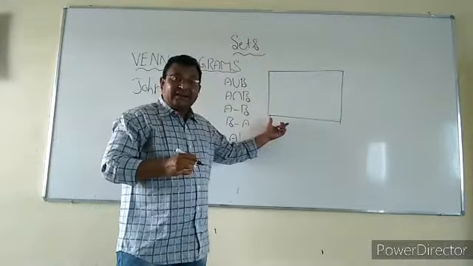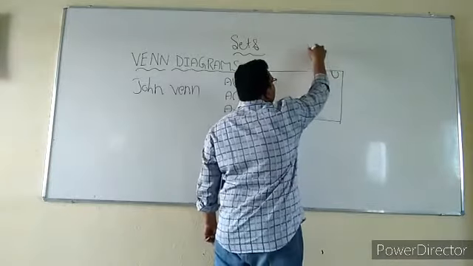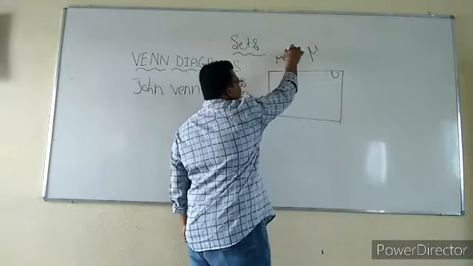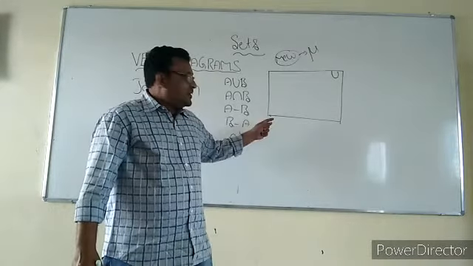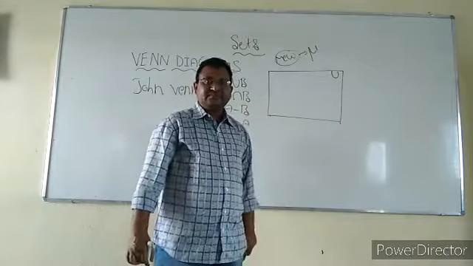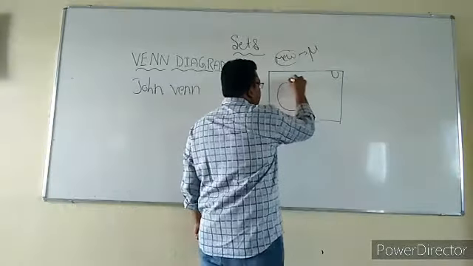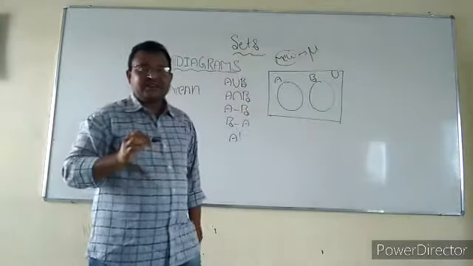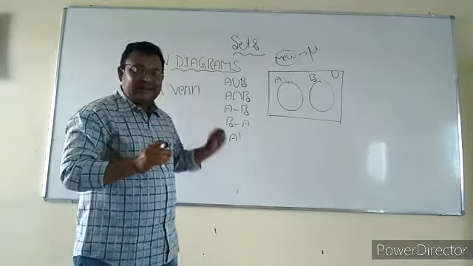Generally we use a rectangle to represent the universal set. That means U. Sometimes U is also represented as mu. It is called mu, meaning the universal set. So in diagrams, the universal set is represented by a rectangle, which means all the elements will be in this rectangle. To represent sets separately, we use circles: set A, set B.